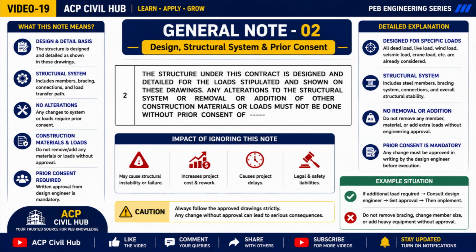Even a small modification can change the load path and affect the overall behavior and safety of the structure. Therefore, before making any structural changes during fabrication, erection, or future building modifications, approval must always be obtained from the project designer or structural consultant. Following this general note helps maintain structural safety, ensures compliance with the approved design, and prevents costly mistakes during construction and future operation of the building.